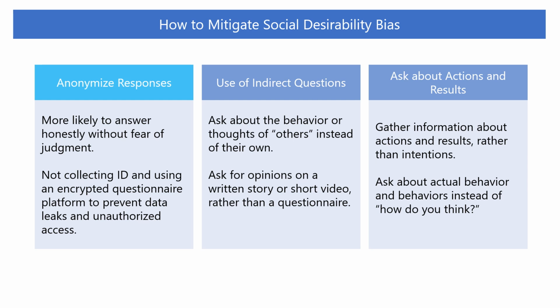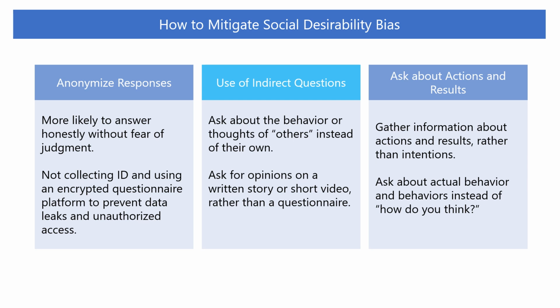However, it is important to note that even anonymous responses cannot eliminate the social desirability bias. The second method is to use indirect questions. For example, rather than asking respondents directly about their behavior or attitudes, the questions are phrased to ask respondents to respond about the behavior or thoughts of others.